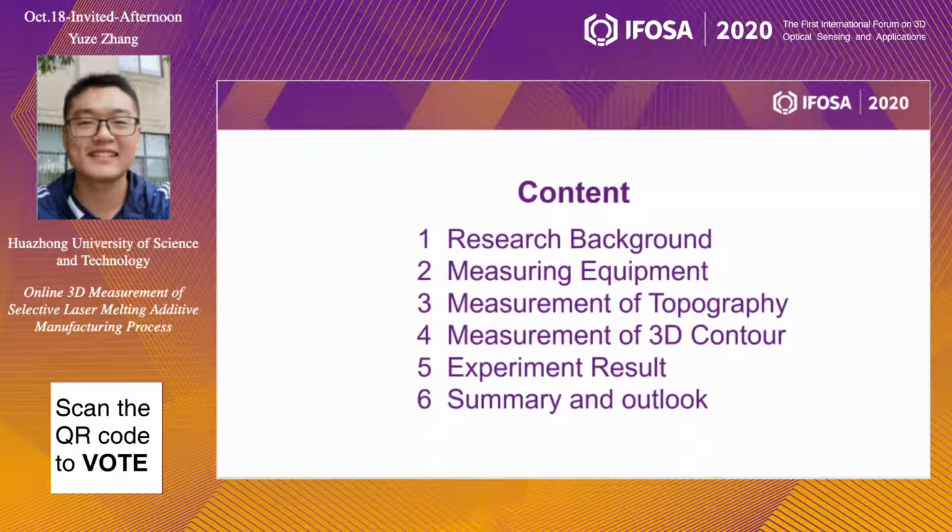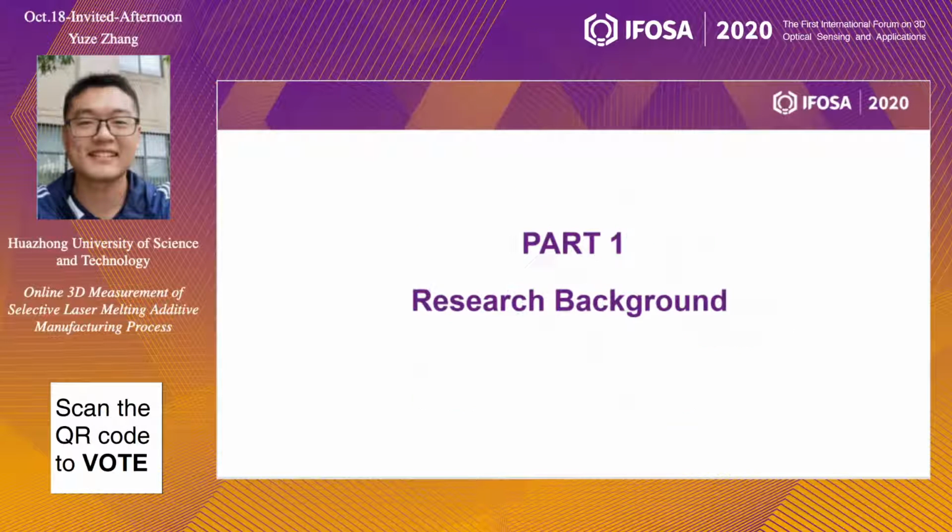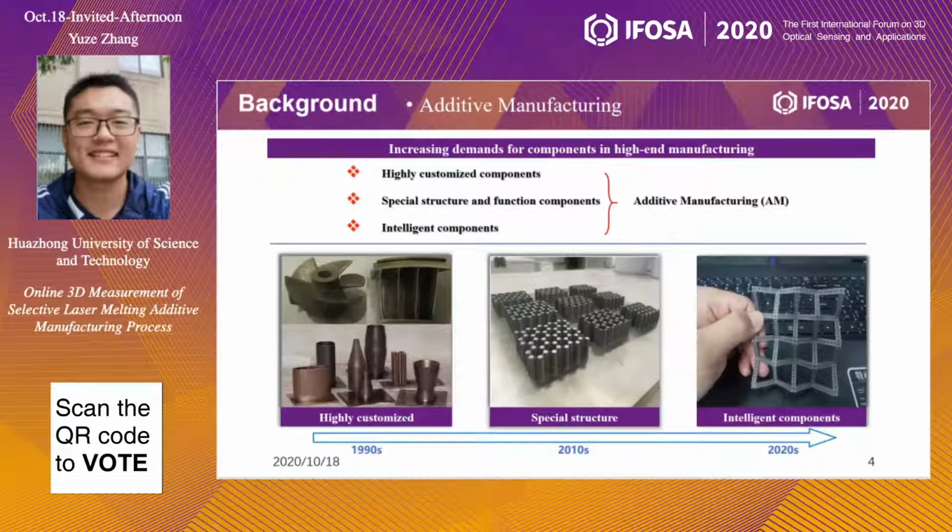This is the main content of my report. It contains 6 parts. The first is the research background. With the rapid development of high-end manufacturing in recent years, people have higher and higher requirements for the performance of components. In many productions, highly customized components are required. We also need to design more complex structures to meet more special needs. In aerospace, medical, and other fields, even intelligent components have become a new demand.